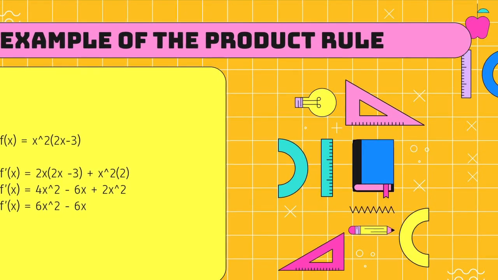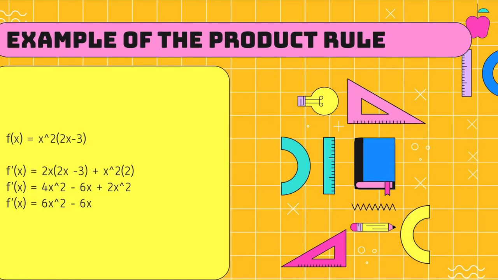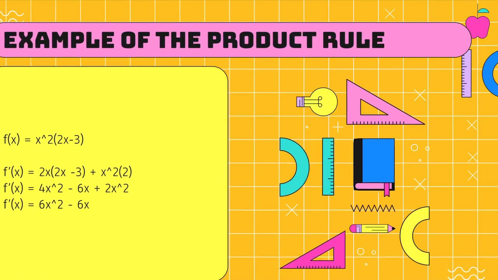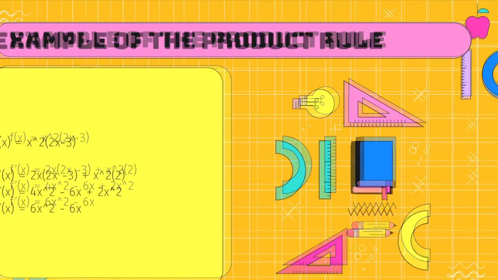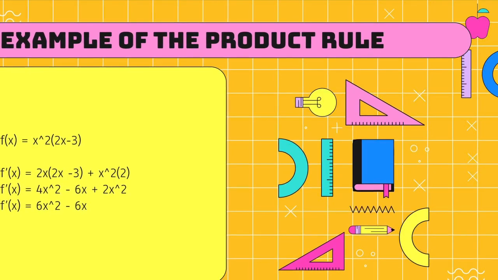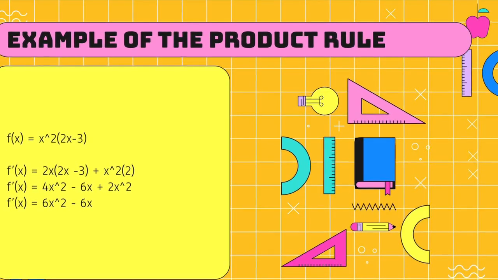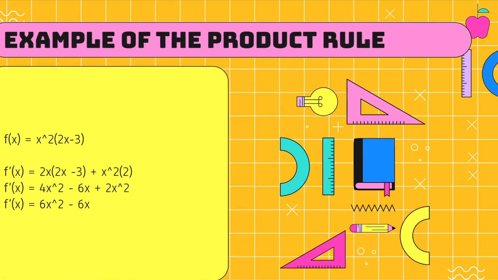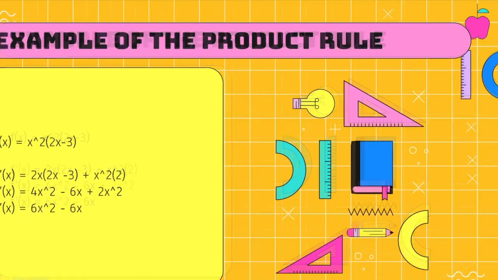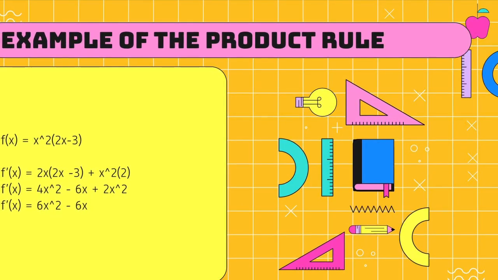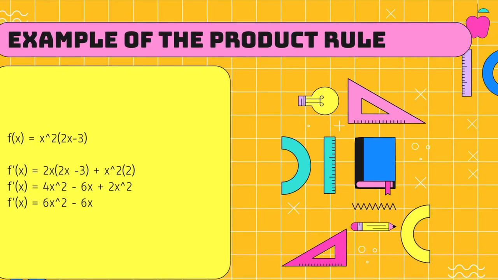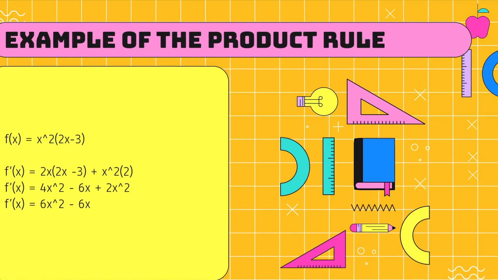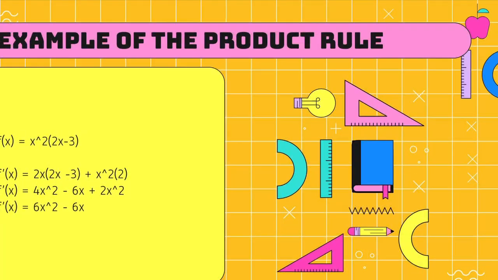And now let's just multiply all the equations to find the final answer, which is going to be 2x times 2x minus 3 plus x squared times 2. And it's going to give us 4x squared minus 6x plus 2x squared. And we're just going to add the 4x squared with the 2x squared, and the final answer will be f prime of x is equal to 6x squared minus 6x.